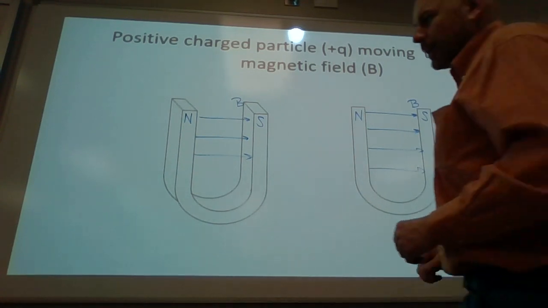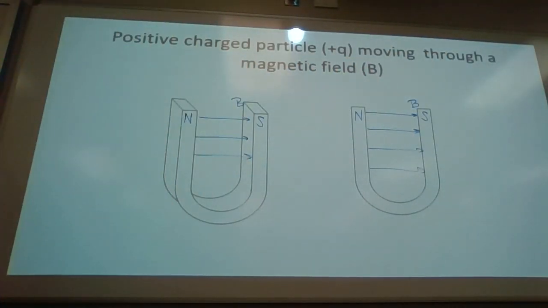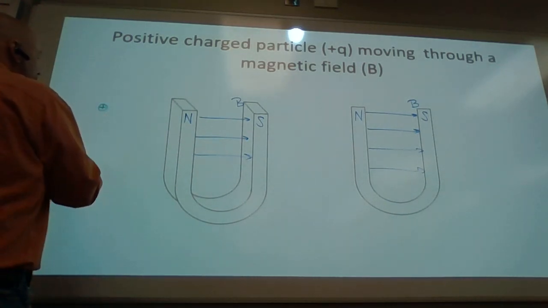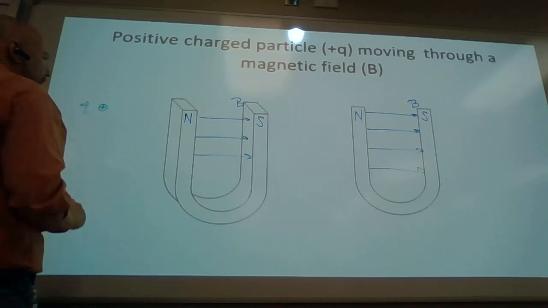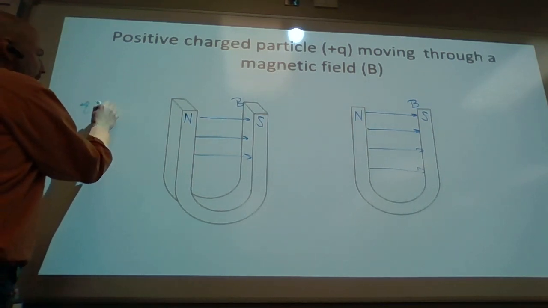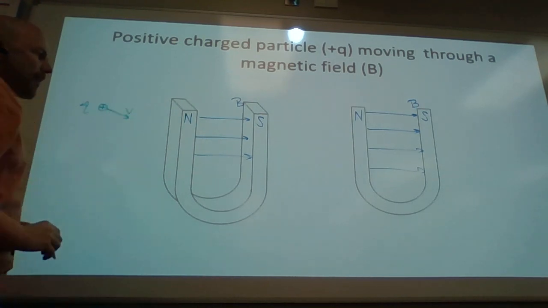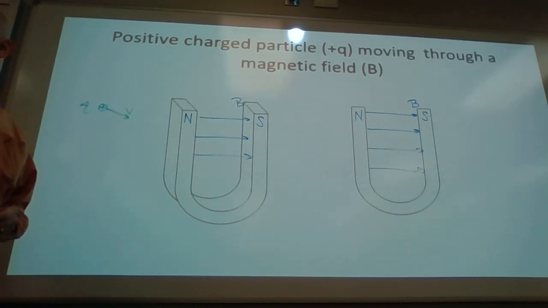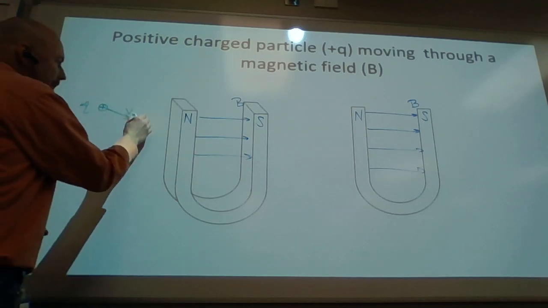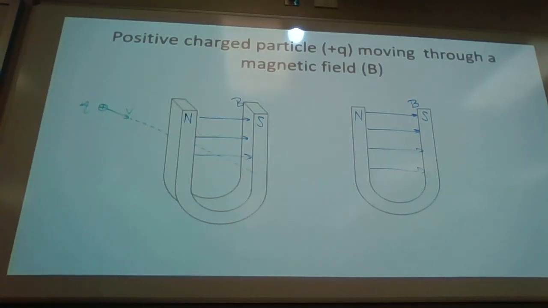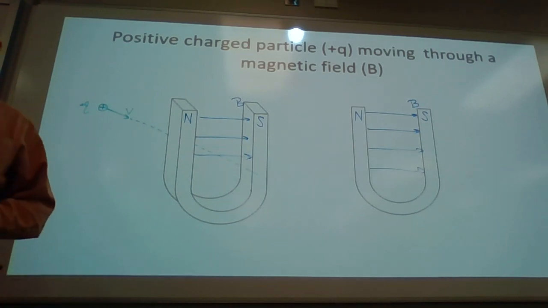Now, what we're going to do is take a positively charged proton and shoot it through the uprights. Trying to shoot it like kick a field goal.